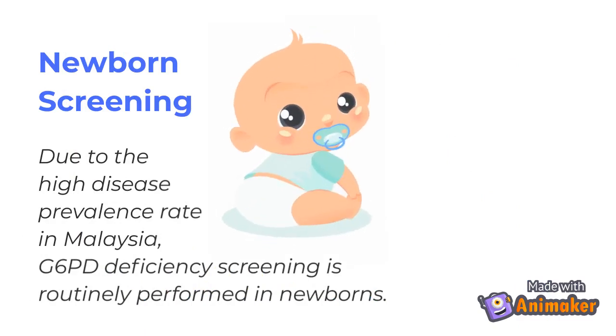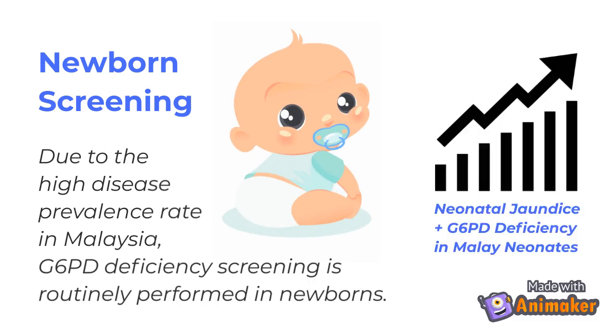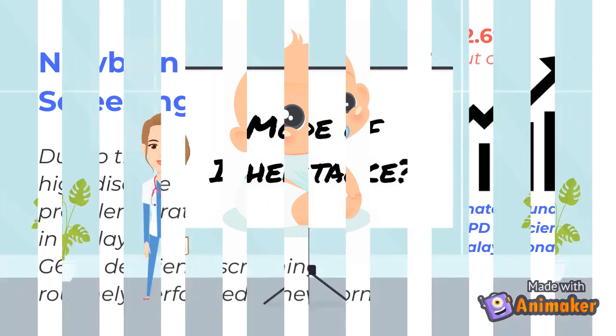A higher prevalence rate is observed among Malays and Malaysian Chinese descent, while it is less common among Indians. The overall incidence of neonatal jaundice in Malay neonates with deficiency in G6PD is recorded at 82.6%, which is 71 out of 86 babies who undergo screening.